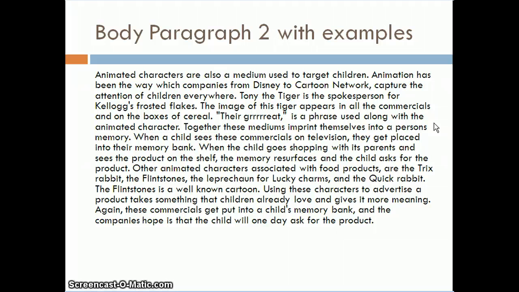Other animated characters associated with food products are the Trix Rabbit, the Flintstones, the Leprechaun for Lucky Charms, and the Quick Rabbit. The Flintstones is a well-known cartoon. Using these characters to advertise a product takes something that children already love and gives it more meaning. Again, these commercials put into a child's memory bank, and the company's hope is that the child will one day ask for the product.